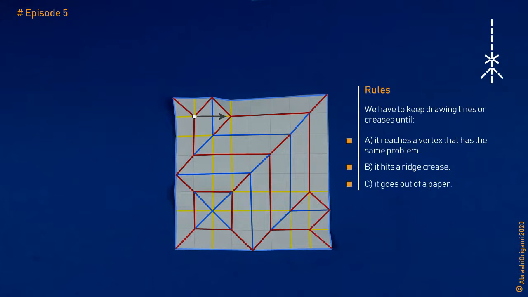So, if we choose the third option, that is if we decide to go right, then we have to draw lines until we reach a vertex with the identical problem. A vertex that also does not satisfy Miyakawa's theorem. It's this vertex here. This is where the line or the crease ends. Please note that drawing a straight crease was possible here because the new crease didn't encounter a ridge crease on its path. So now, since we have a new crease, we need to define its orientation.